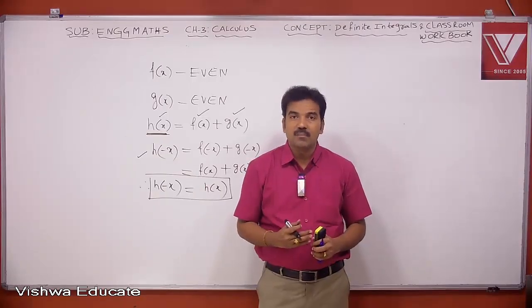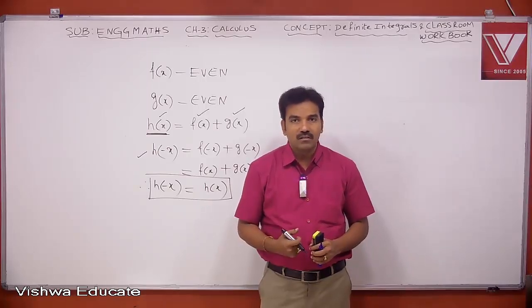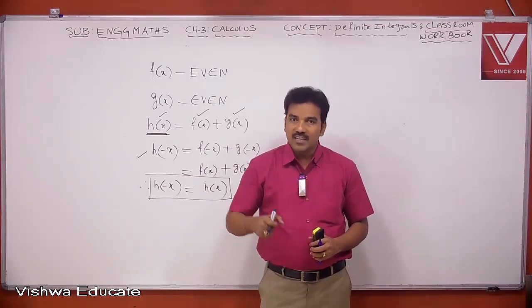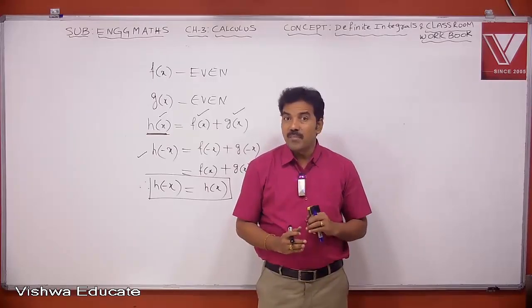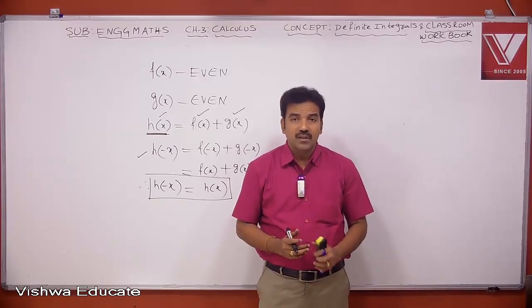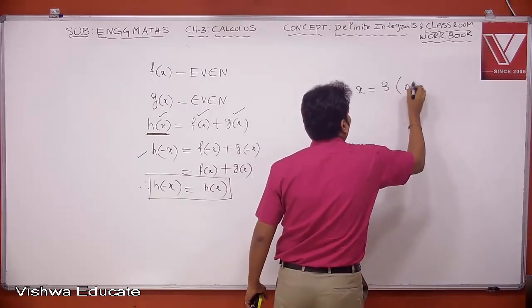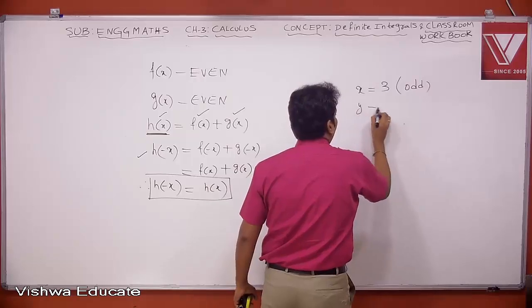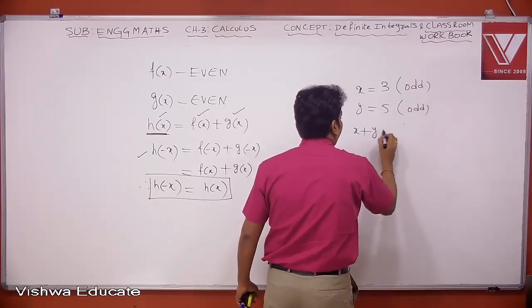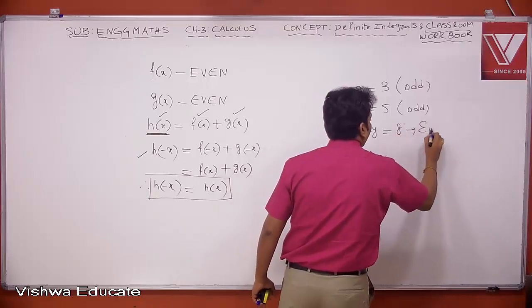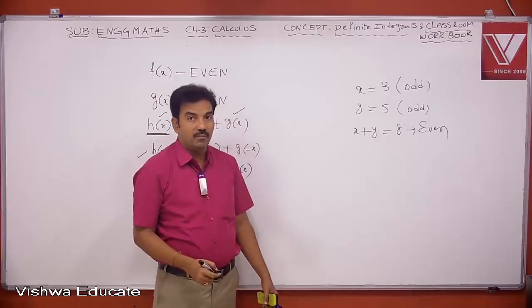Now let us discuss the same result for odd functions. Suppose you take f of x odd and g of x odd, will its sum be again an odd function? Certainly the result may not be true in the case of numbers. Suppose I have an odd number, x value is 3. This is an odd number. Y is an odd number, this is 5. This is also an odd number. But when you take x plus y, you will get 8. This is an even number. So the sum of two odd numbers is an even number in the case of numbers.